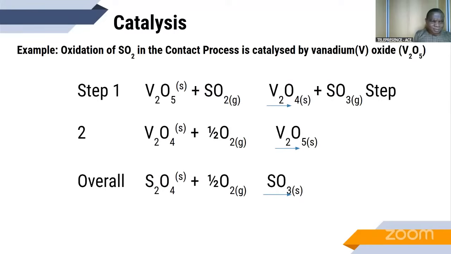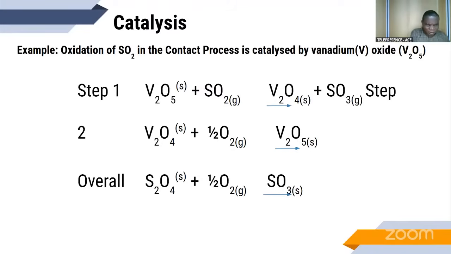So, catalysis. Now, an example of catalysis: oxidation of SO2 in the contact process is catalyzed by vanadium(V) oxide. What is catalysis, by the way? Catalysts are agents that increase the rate of reaction, while inhibitors reduce the rate of reaction. So the rate of chemical reaction here is enhanced using vanadium(V) oxide.